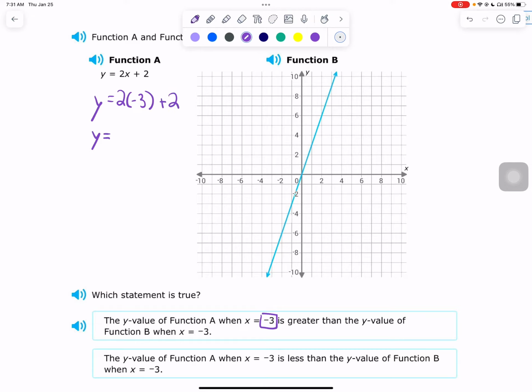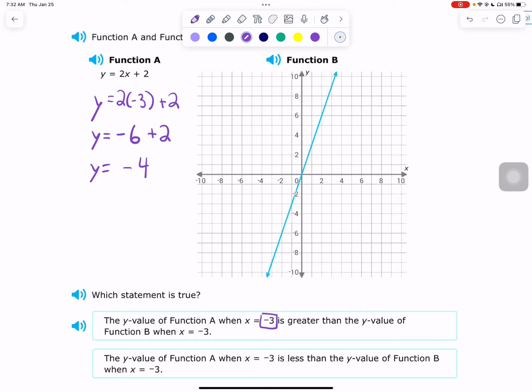So y equals 2 times -3, which is -6. Right? Plus 2, we'll bring that 2 down. And -6 plus 2 is -4. Okay? -6 plus 2 is -4.